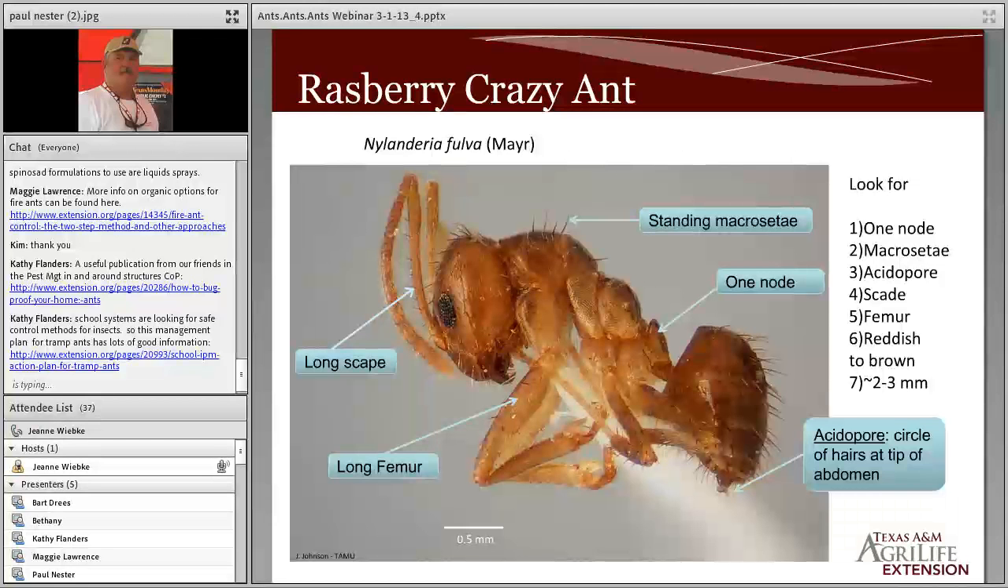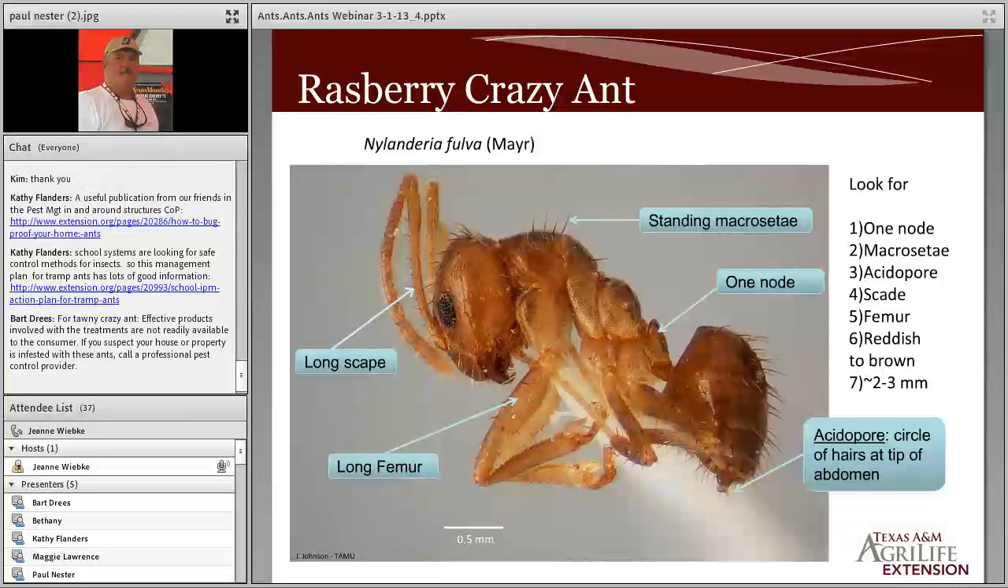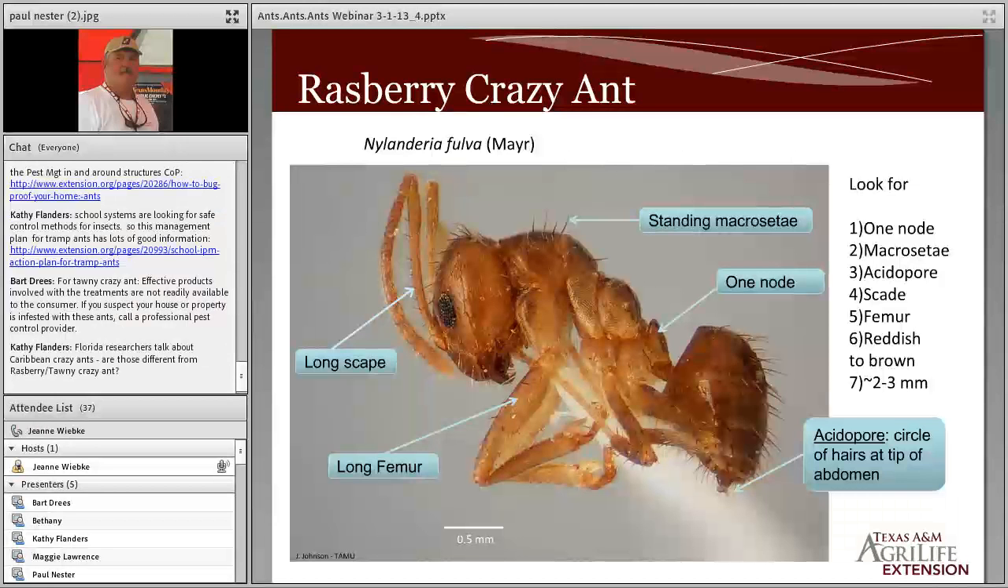You look at the long scape of the first antennal segment, it is very long, much longer than the head, as opposed to the Argentine ant. You will see these very dominant standing macrosetae along the thorax and abdomen and along the head. Since this ant has been identified as Nylanderia fulva, one of the identifying characteristics is a pubescence on the side of the thorax that kind of sets it apart from other Nylanderia species.